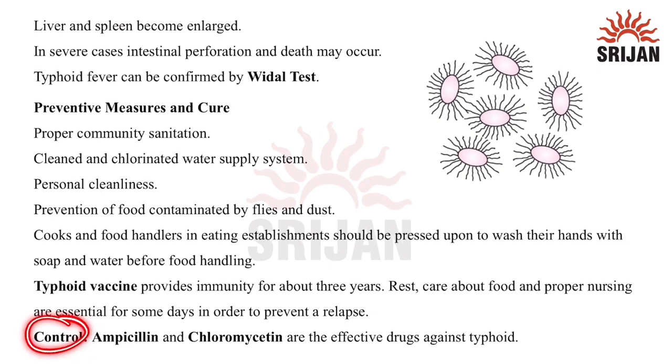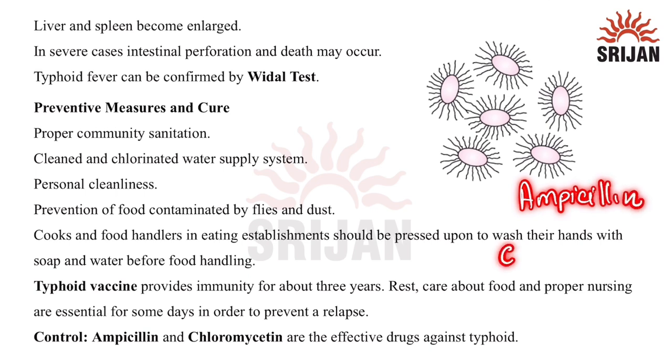Now, control is simply that you have to take two drugs. One is ampicillin, another is chloromycetin. These are the two drugs which are used against typhoid.